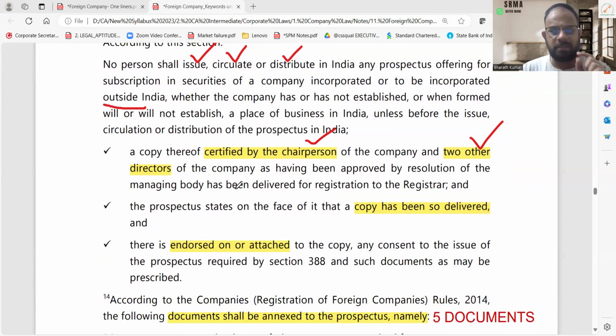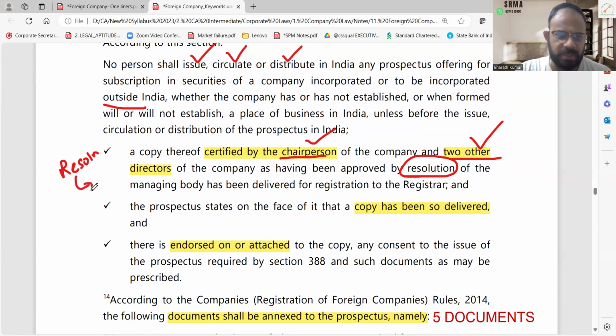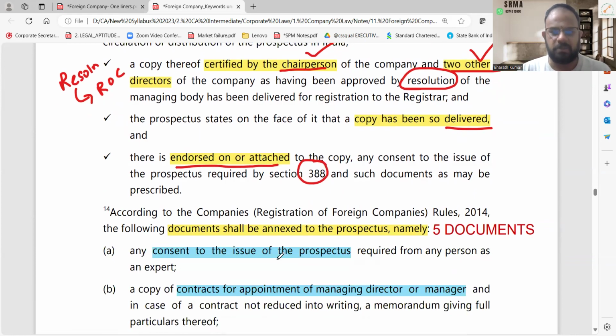What are the other details? A copy certified by the chairperson of the company plus 2 other directors, with a resolution, and then give it to the ROC. So you should pass a resolution. Motion and resolution we would have studied in chapter number 7, where I told you what that resolution is. You will submit that to the ROC. Then the prospectus, and whatever is endorsed and attached as per section 388 on the other expert statements.